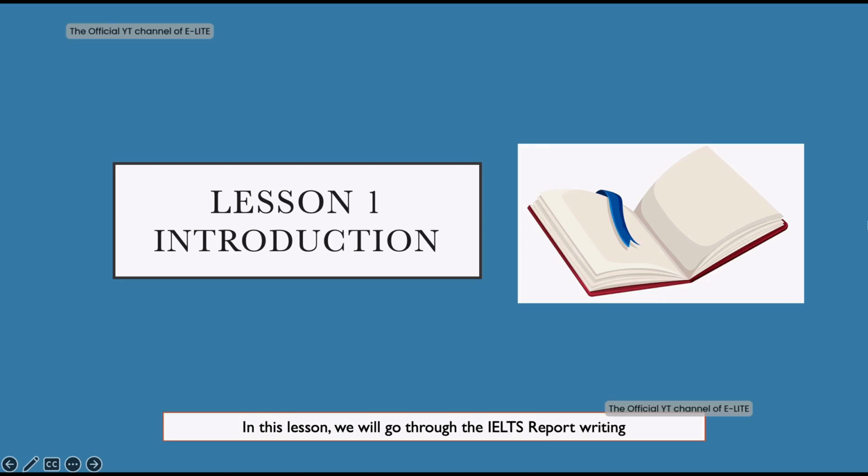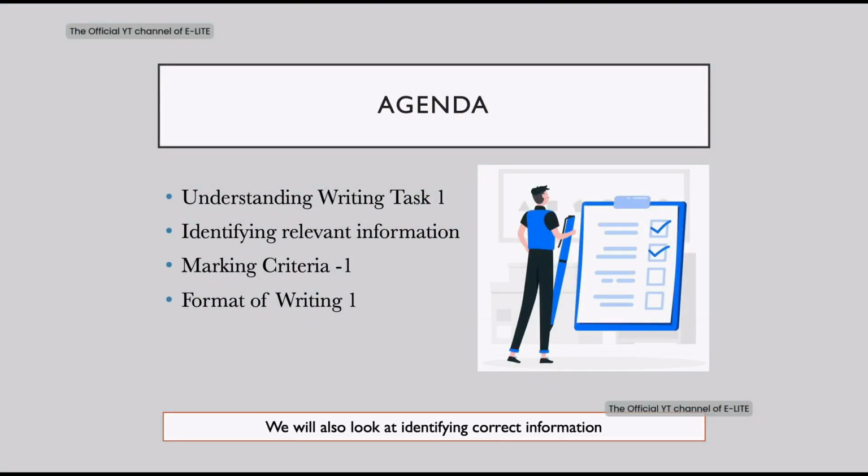In this lesson, we will go through the IELTS report writing, otherwise known as writing task 1. We will also look at identifying correct information as it falls under one of our marking criteria. Finally, at the end of the lesson, we will understand the format of the writing.